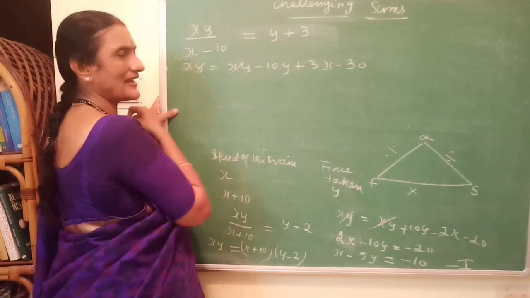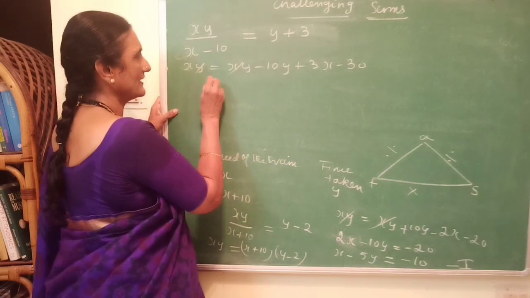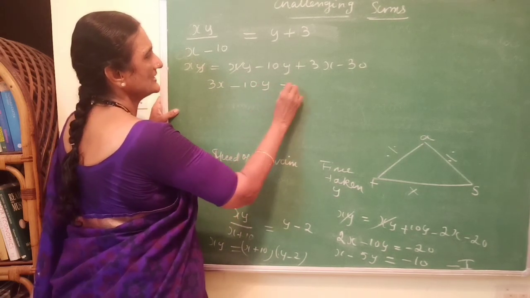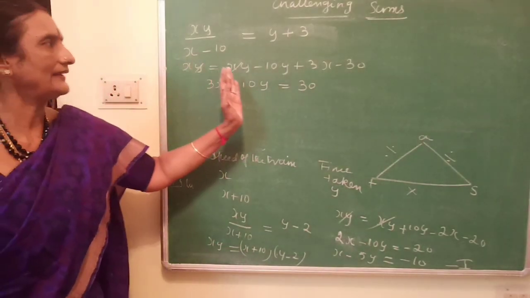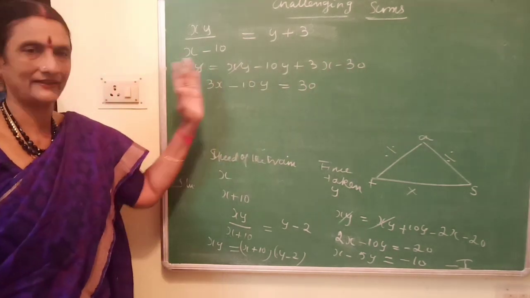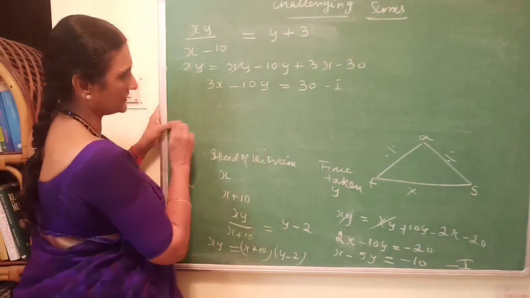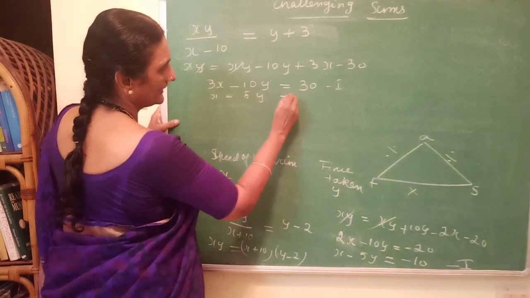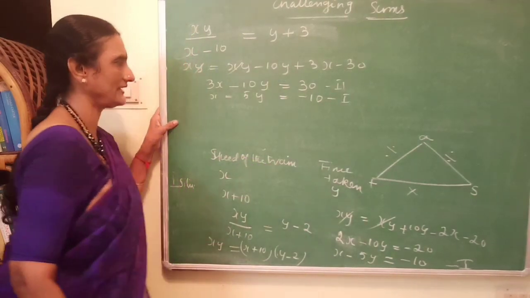This and this will get cancelled. Now 30 can be transposed to the other side. So you will get 3x minus 10y is equal to 30. That is the second equation. Either you can transpose the 30 and change the sign, it is like that. Now this is the second equation. The first equation is x minus 5y is equal to minus 10. That is your first equation. This is your second equation.